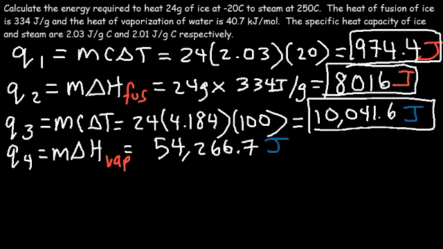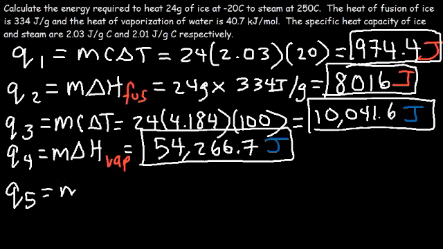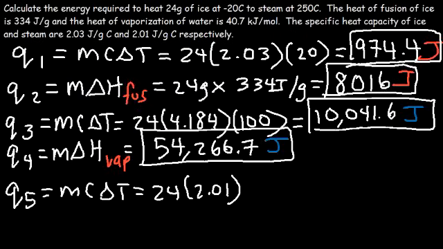Now our next step is to find Q5, which is a temperature change problem. So M is 24. The specific heat capacity of steam is 2.01. And the change in temperature, we're going from 100 to 250. So that's a change of 150. And this is equal to 7,236 joules.